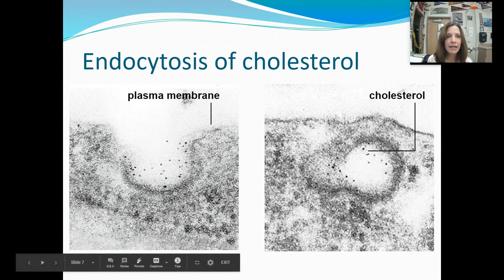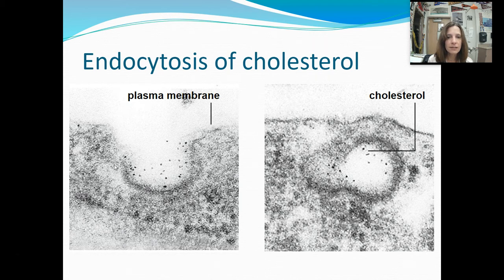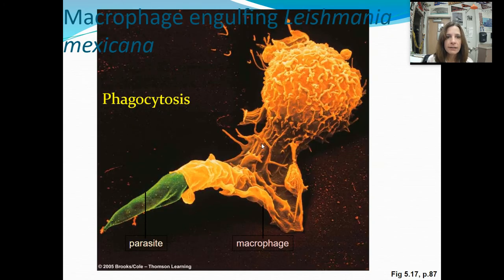Here's an example of endocytosis. Here's your plasma membrane, and it's taking up cholesterol, so you can see the little vesicles starting to form, and then the cholesterol's inside the cell. Here is another example of endocytosis. Pretty cool. This is a macrophage, so part of your white blood cell, and it is engulfing a parasite.